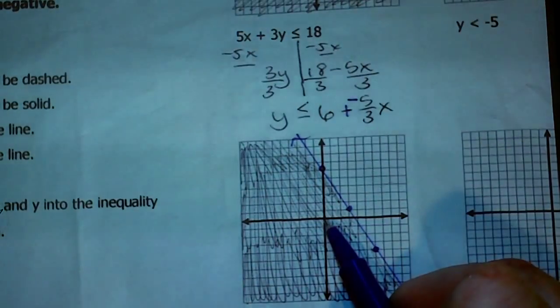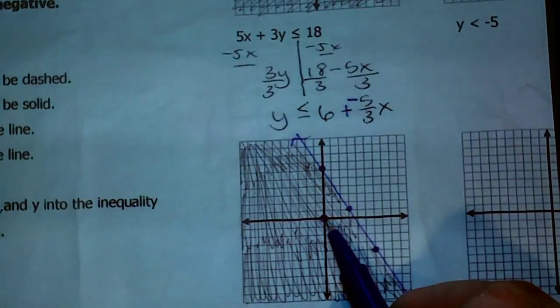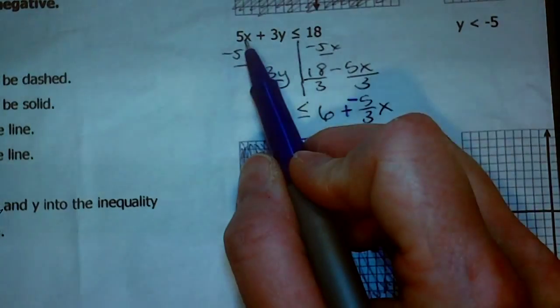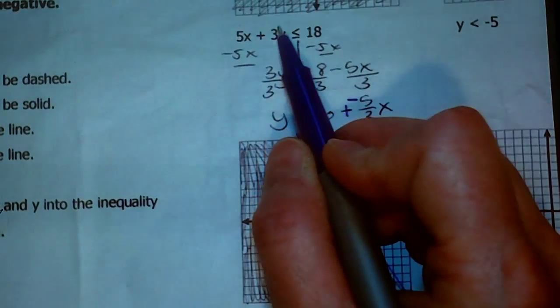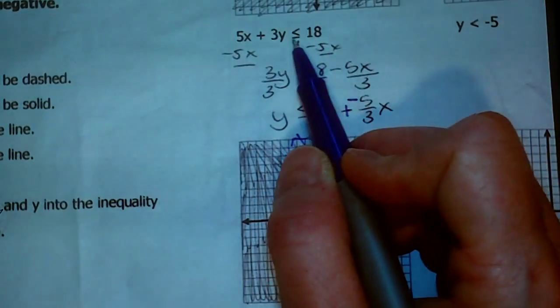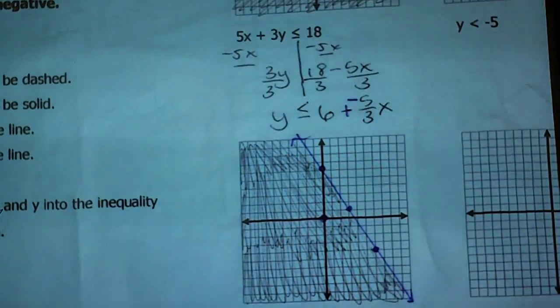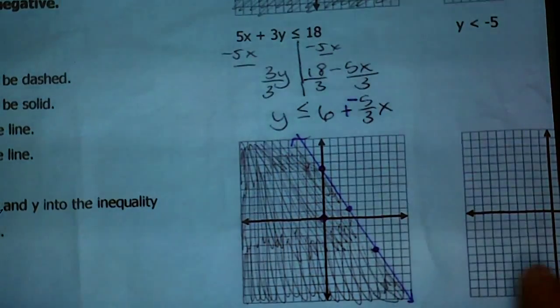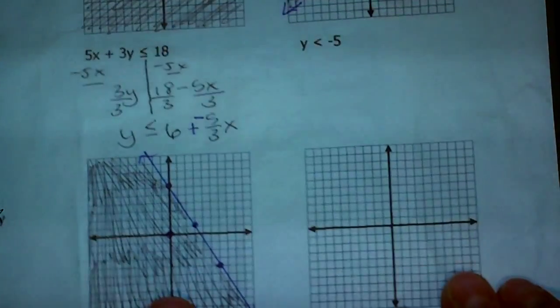If I made this as one of my solution points to check, 0, 0: 5 times 0 plus 3 times 0 is 0. Is 0 less than 18? Yes. So I know that I shaded the right way. Okay?